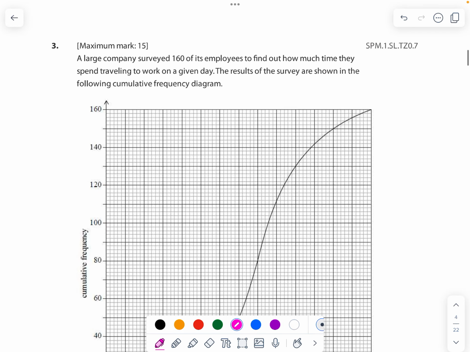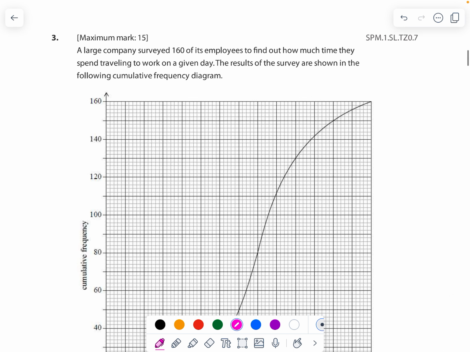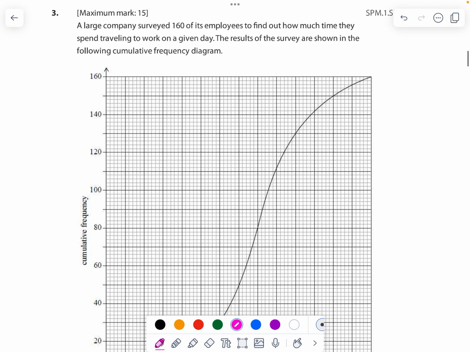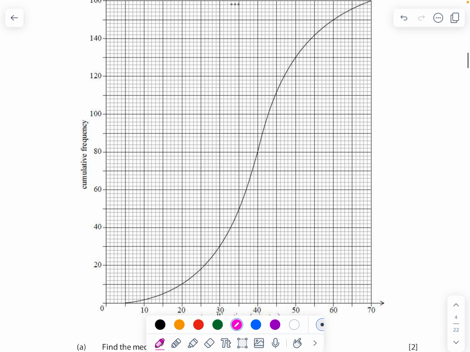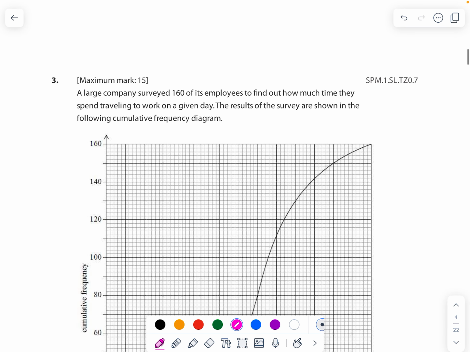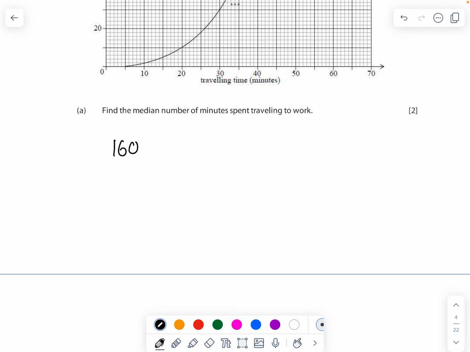Now coming to question number 3. A large company surveyed 160 of its employees to find out how much time they spend traveling to work on a given day. The results of the survey are shown below in the cumulative frequency graph. Find the median. So what is the median? How many people are there? 160 people are there. For calculating the median, 160 divided by 2, which is the 80th person.